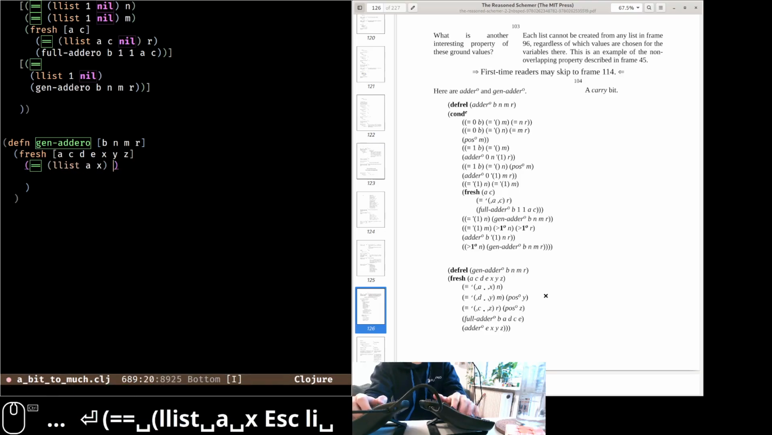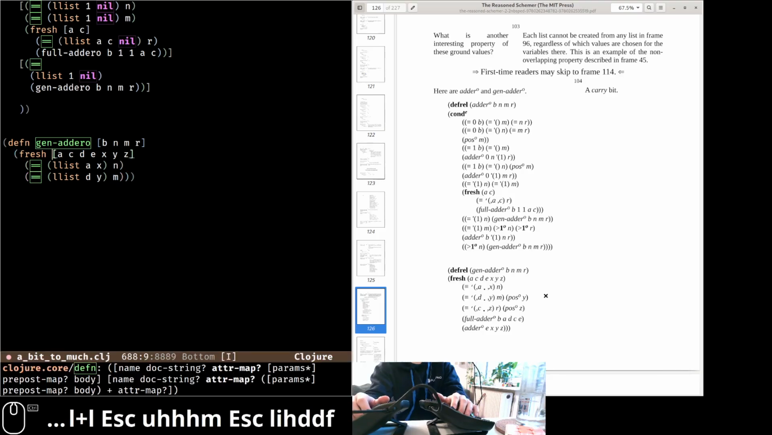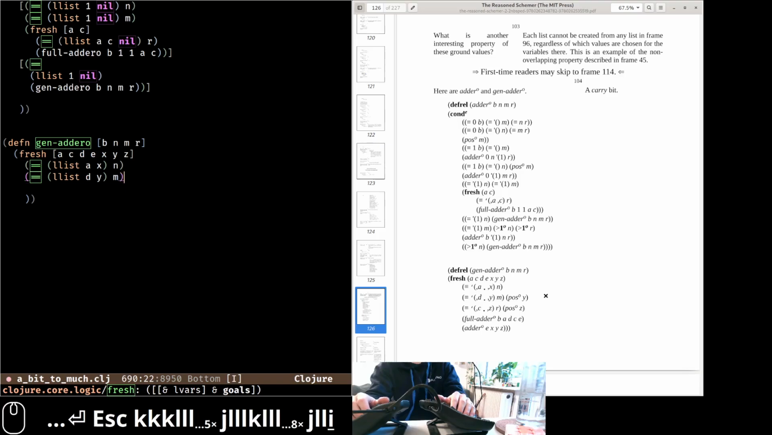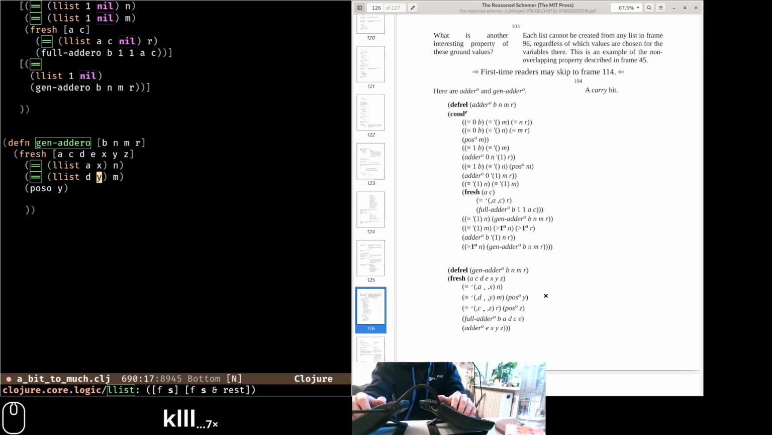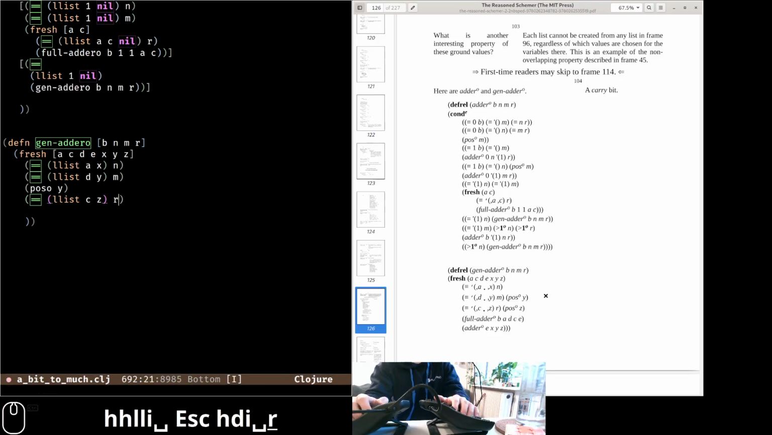List A X is N. Dy is M. Okay, these say that there's at least 1. For N and M, there are at least 1. Then you say that Y is possor. That means that Y is also not the empty list. At least 1 as well. Then C is R. So R is also at least positive. And then because C is also positive, R is I think at least 2.